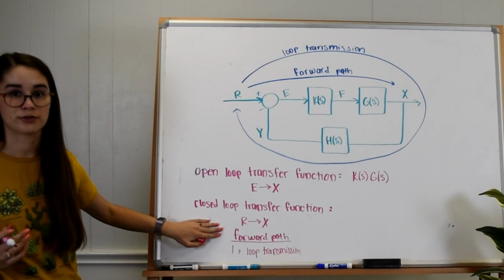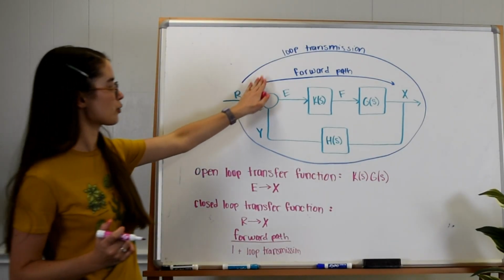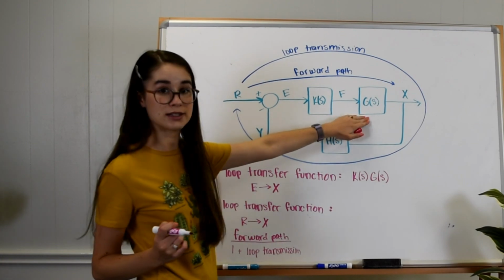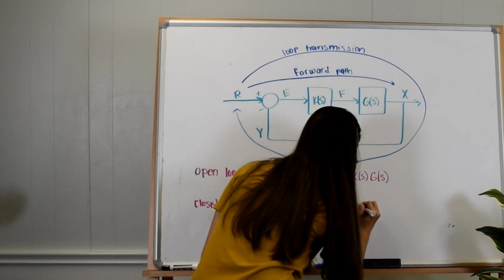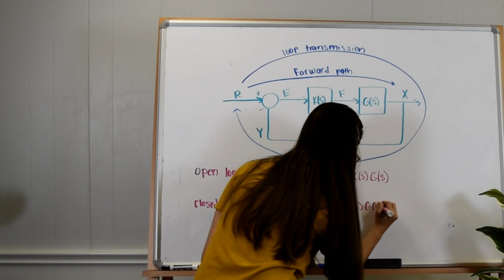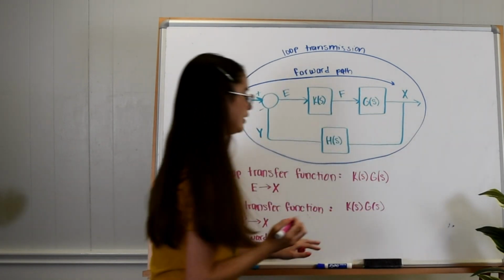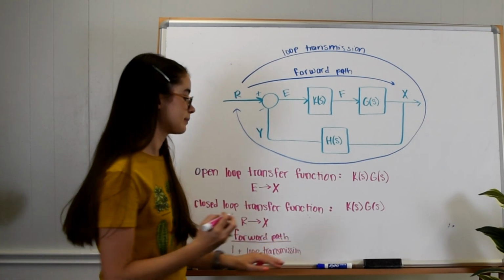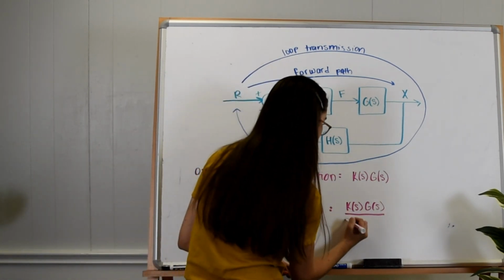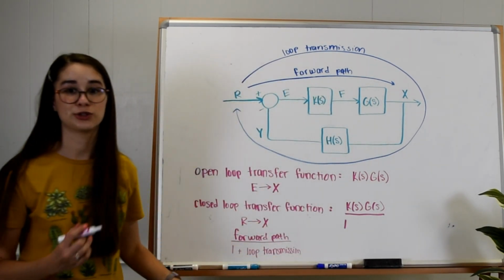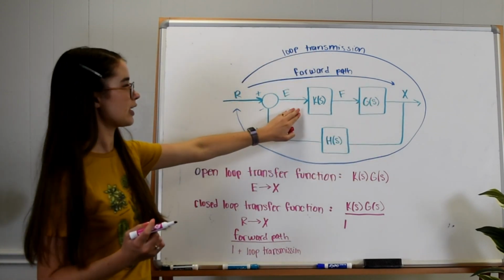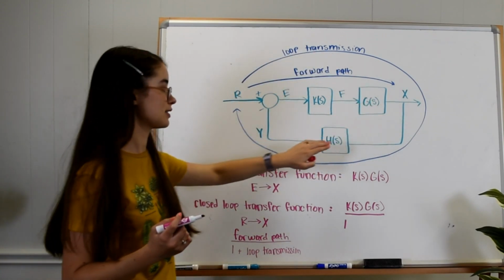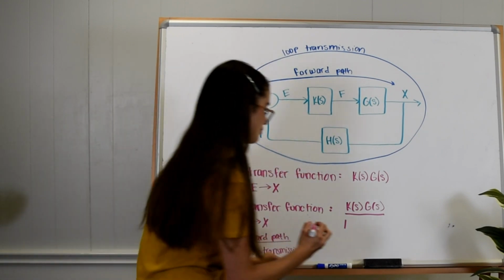So, putting this formula in action, our forward path will be K of s times G of s. And we will divide this by 1 plus a loop transmission, which taking us all the way around the loop will be K of s times G of s times H of s.